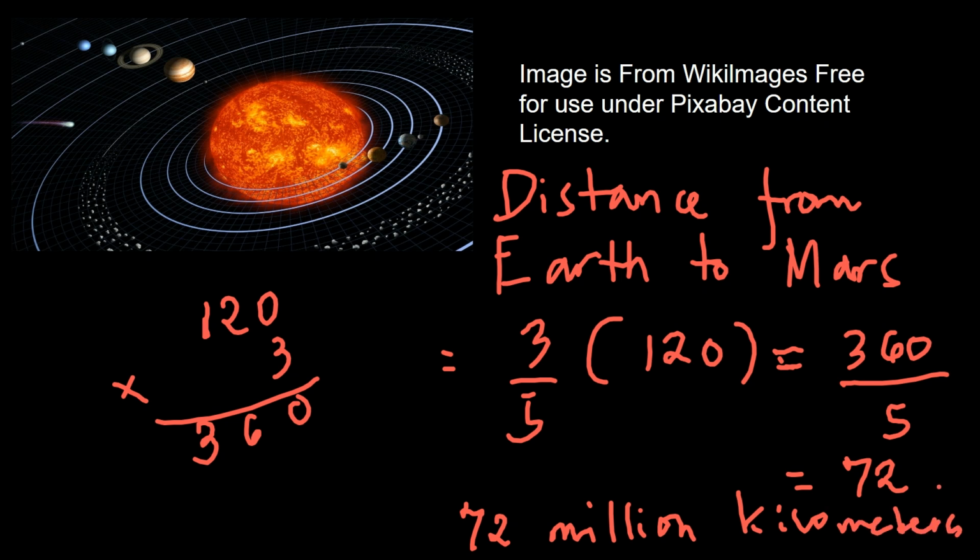Now, the question of how far Earth is from Mars is answered: the distance from Earth to Mars is 72 million kilometers. Okay, so we answered the first question, the distance from Earth to Mars. Now, how about the second one? We have the second question, of course. Let's proceed to the next page.